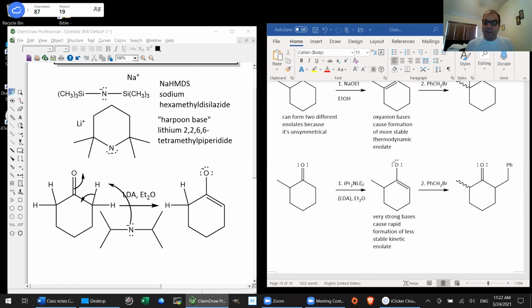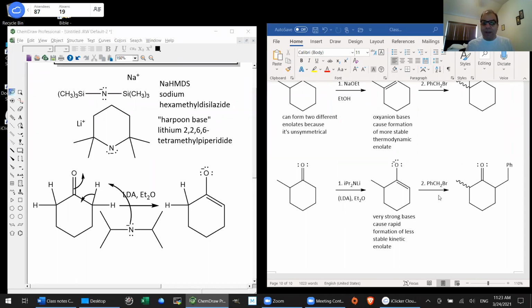Now, this is a very different critter, right? LDA, recall, is very bulky. So it's not going to go after the more hindered proton. It's going to try to pull off the first proton it can get in the least hindered position possible. So this is going to go after one of these protons over here. And once it does that, that reaction is irreversible. This enolate is nowhere near a strong enough base to pull off a proton from diisopropylamine, which is the conjugate acid of LDA. So you will cleanly get this enolate.